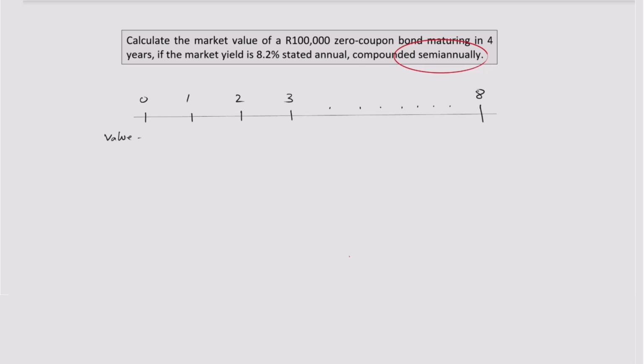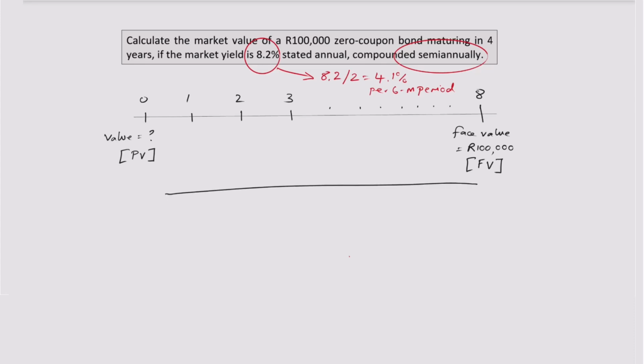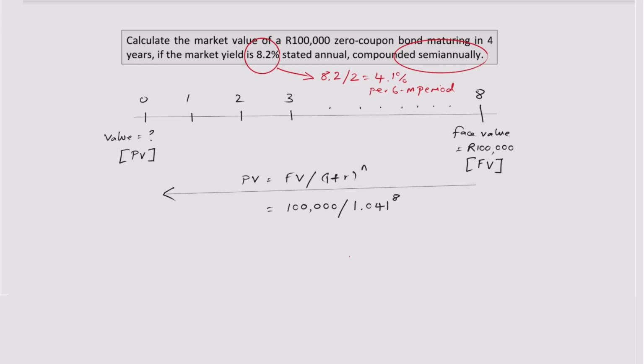The market value today is PV, the unknown. The face value is 100,000 Rand, which is the amount receivable by the bond investor at maturity. So this is also the future value at T8. The discount rate of 8.2% must be divided by 2 to get the correct rate per 6-month period, which is 4.1%. Then we use the equation as the preferred method to calculate market value, which is PV equals FV divided by 1 plus R to the exponent of n, which equals 100,000 divided by 1.041 to the 8, which equals 72,509 Rand.